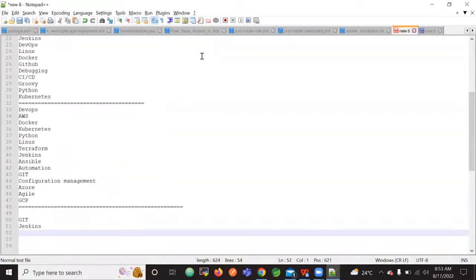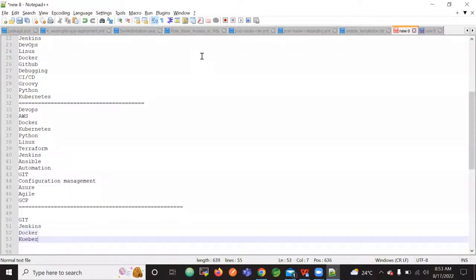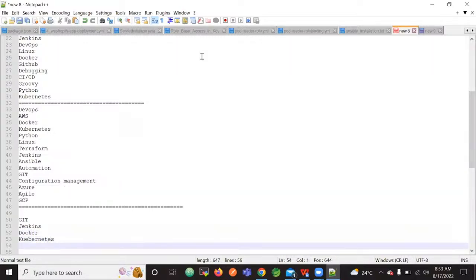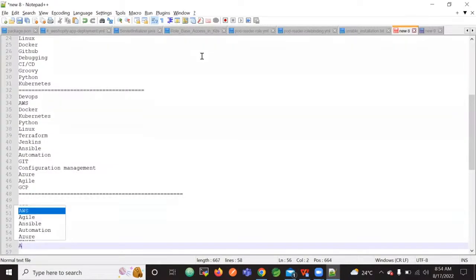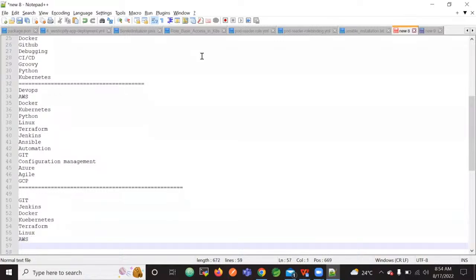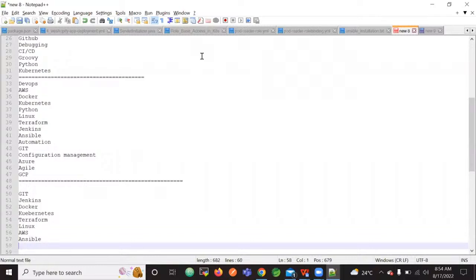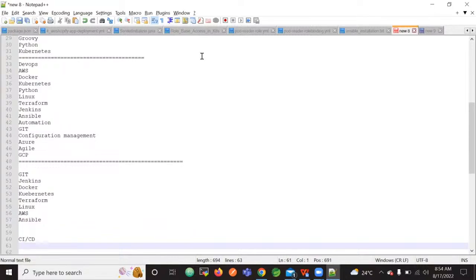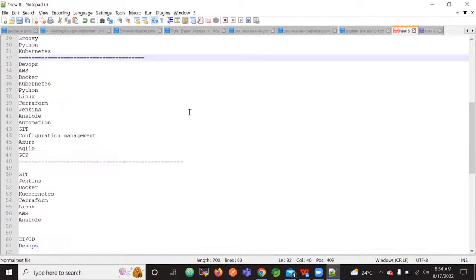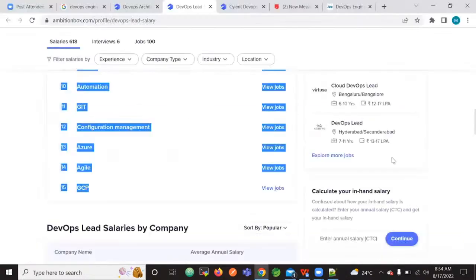So Git, Jenkins, then Docker, then Kubernetes, then Terraform, then Linux, then AWS. These are the tools. Ansible. And concepts-wise they are expecting CI/CD and then DevOps. Okay, let us do more analysis.